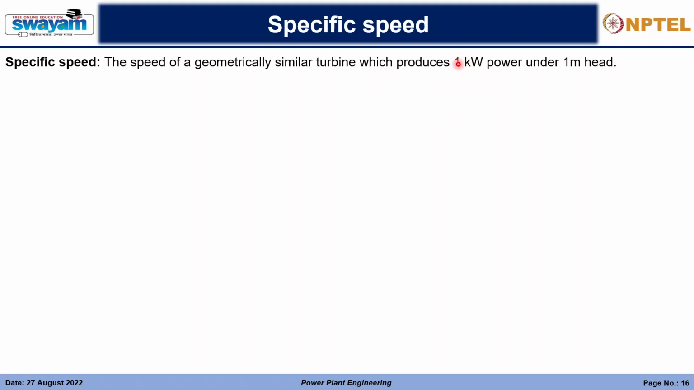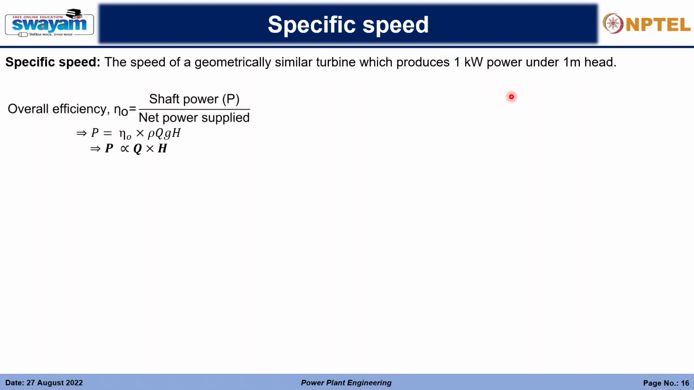So we will have to consider the whole turbine. The geometrically similar turbine produces 1 kilowatt power under 1 meter head, and the actual turbine is producing some P amount of power under some H amount of head. So what is the relation between the RPMs that each of the turbines will have? That we need to understand. That is the specific speed. So first I wish to derive it in front of you, since it is very hard to get this derivation.